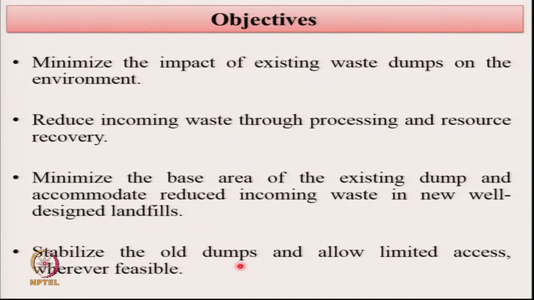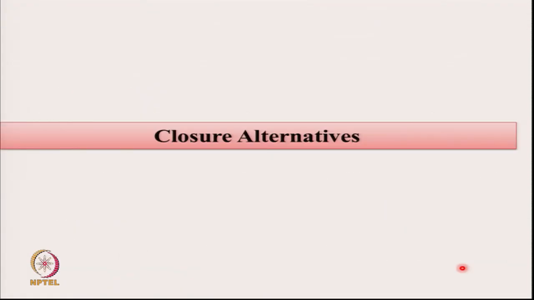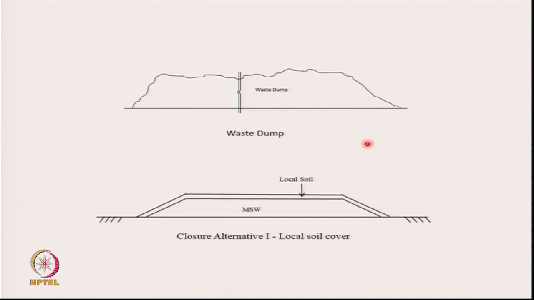And wherever there are old dumps, please stabilize them. The recent failure was in Brazil, the one which we talked about a few days ago, where 40 people died. So stabilize the old dumps and allow limited access where feasible. So what are the alternatives for closing a dump? I have this dump. The simplest and the cheapest alternative is to grade it and put local soil on top. Out of sight, out of mind. Beautiful grass, please grow beautiful green grass, and say, I have rehabilitated the dump, I made a park instead.